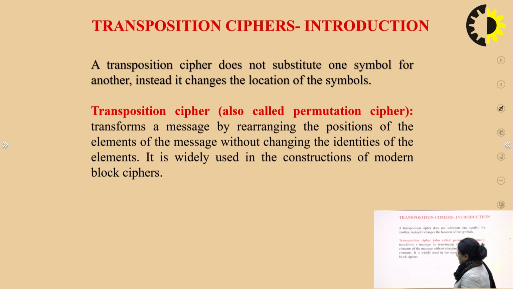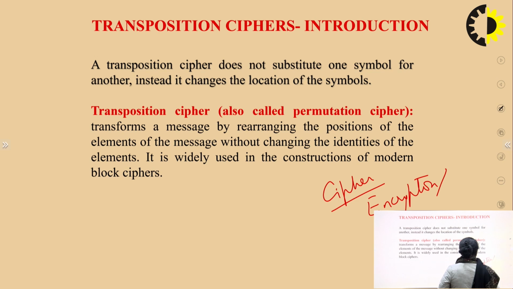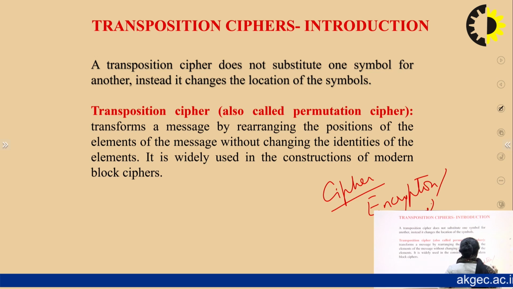To start with, what is transposition cipher? Transposition cipher is basically a cipher. What is a cipher? A cipher is an encryption algorithm, as well as a decryption algorithm. So ciphers are also called encryption and decryption algorithms. We have various kinds of ciphers. The broad categories are two types: transposition and substitution.